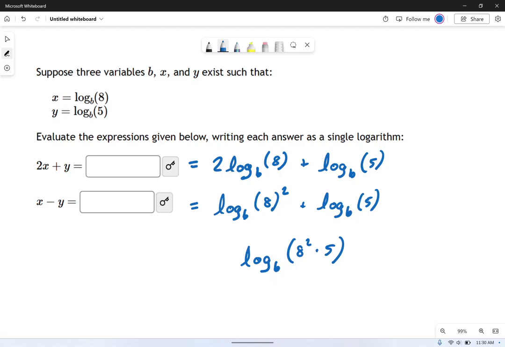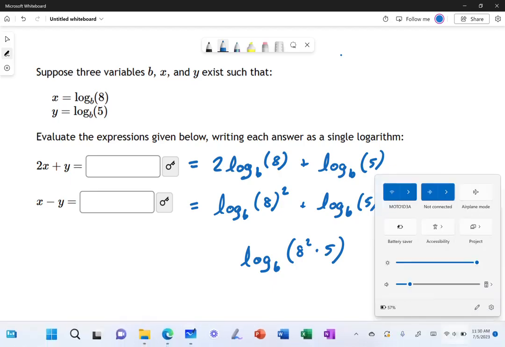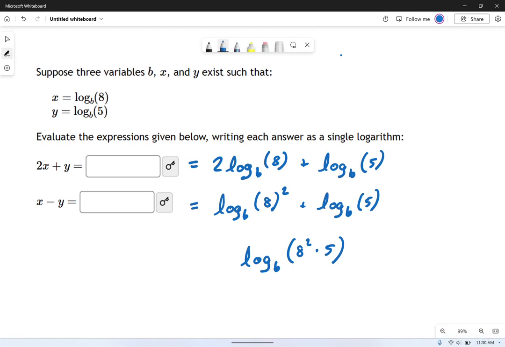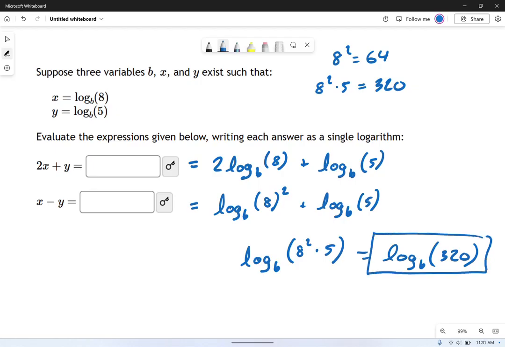I could say, what is 8 squared? Okay, 8 squared is 64. So 8 squared times 5, I don't know, 320-ish. Okay, so this is going to be equal to log base b of 320 in this example. That would be my answer. See, that's a single logarithm. It's as simplified as I can make it. Let's try this other one.